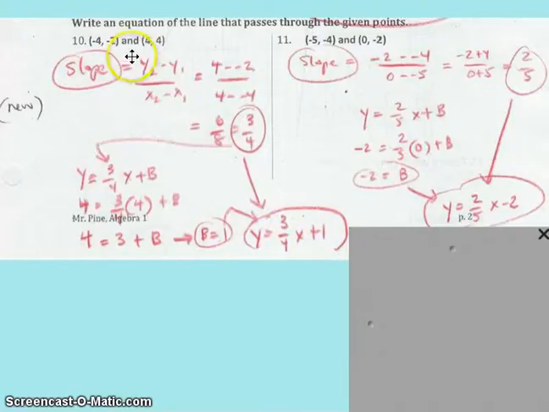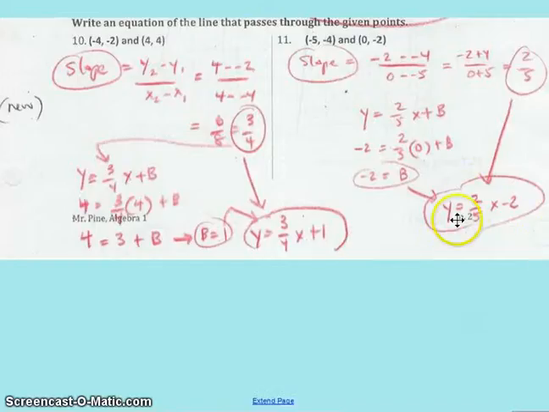Based on what I just did here for number 10 and ones I've done in previous videos, you should be able to see why y equals 2/5 x minus 2 is the equation for the line that goes through these 2 points. And that's where I'm going to pause the video, and we'll have one more after this.